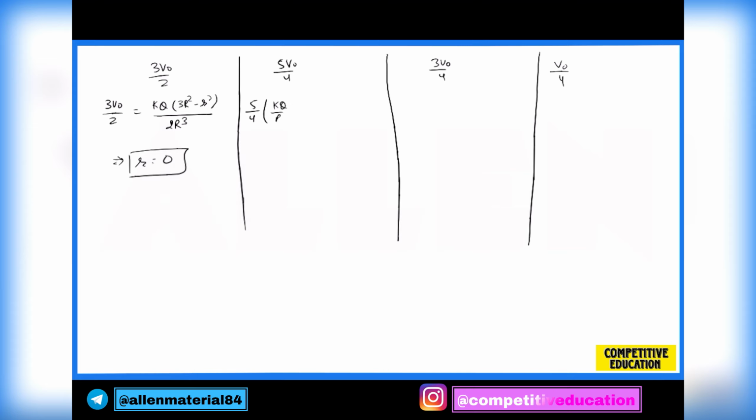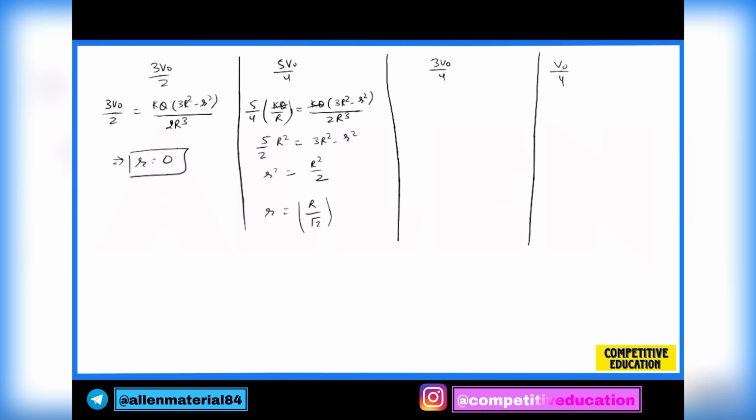and the formula will be again the same because it is more than V0: KQ(3R² minus r²) upon 2R³. KQ is cancelled out, so it is 5 by 2 R² equals 3R² minus r². So r² equals R² by 2. So r equals R by root 2.